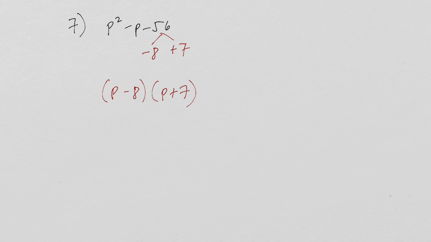Okay, number 7 is p squared minus p minus 56. Because this is negative, we're looking for factors of this that give us a difference of negative 1. So negative 8 and positive 7. So we'll have p minus 8, excuse me, and p plus 7. That's because these multiply to negative 56, but they add up to negative 1.